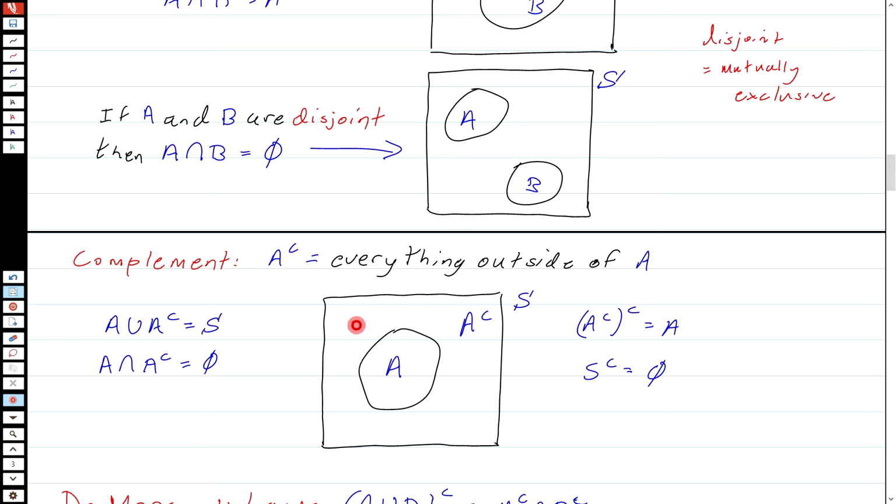We can see automatically that there's some results to this. The union between A and its complement must just equal the total sample space. The intersection between A and its complement is the null set. In other words, you can't both be in A and not in A at the same time. The complement of A complement is just A again. And the complement of the sample space is the null set, or the impossible event. In other words, sample space contains all possible events, so its complement has to be the impossible event.